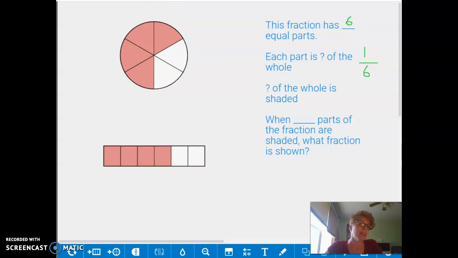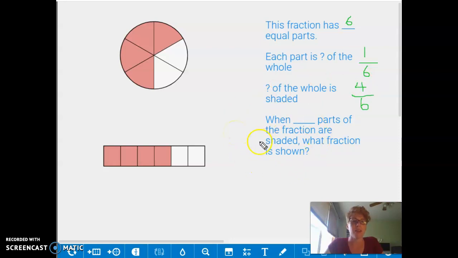Now I'm going to ask you how much of the whole part is shaded. How much do you see shaded in each fraction? Count them out while I make the denominator. We know the denominator is 6. There are 4 pieces shaded in.